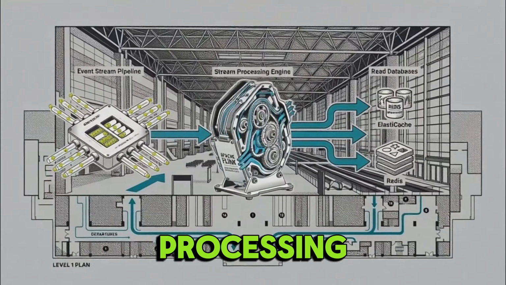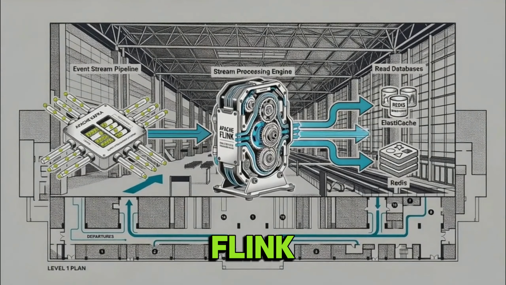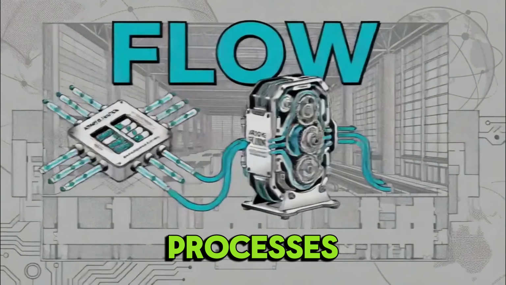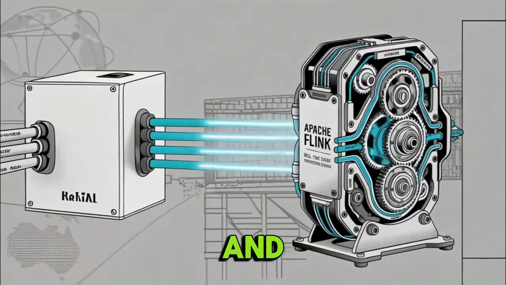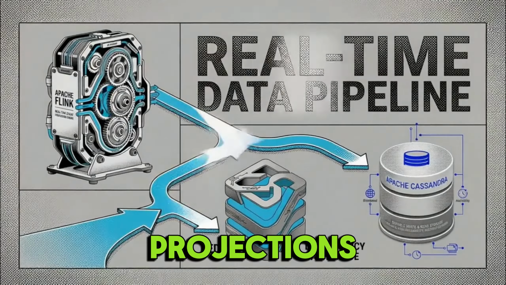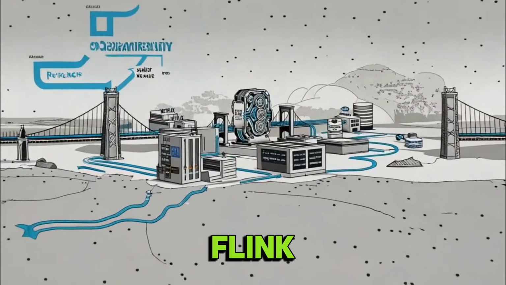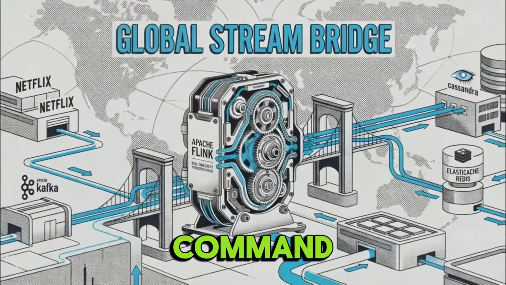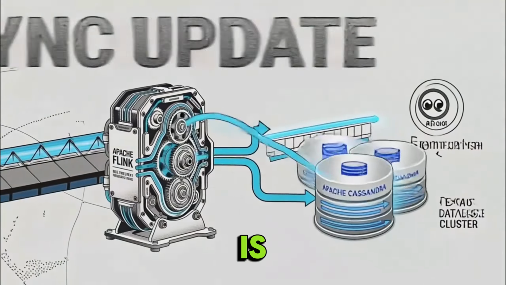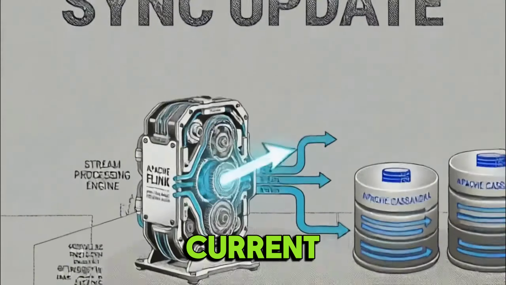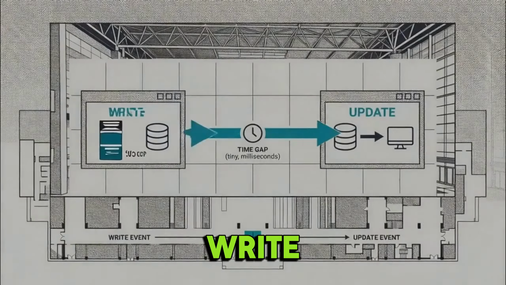For event stream processing, Netflix uses Apache Flink. Flink reads from Kafka, processes the event stream in real time, and continuously updates the read projections in Cassandra and Redis. Flink is the synchronization engine between the command side and the query side. It is the system that keeps your read database current with minimal lag behind the write database.